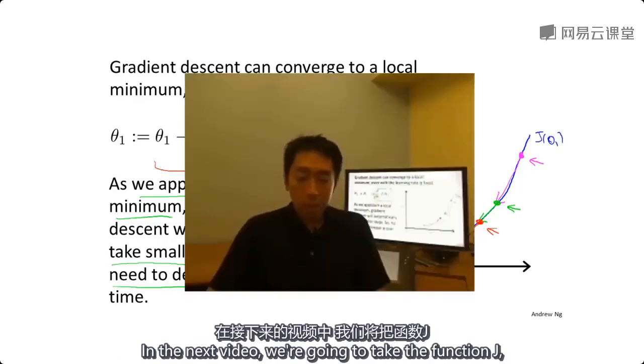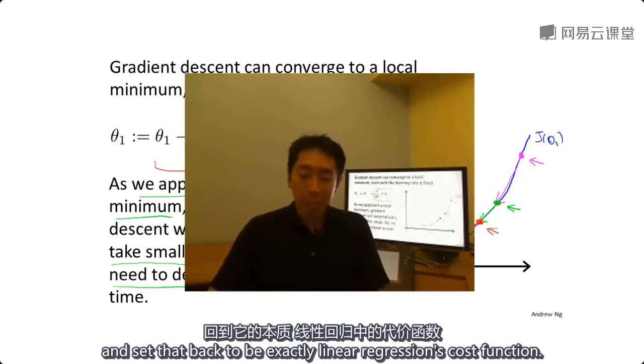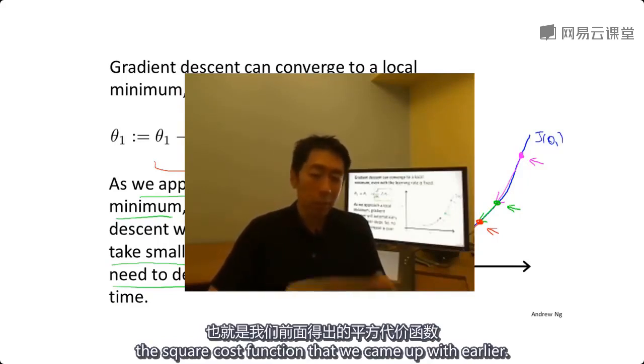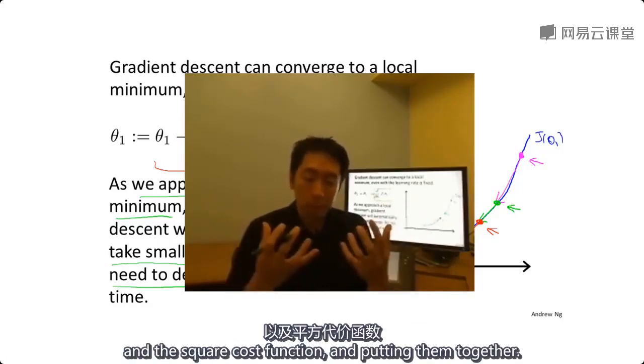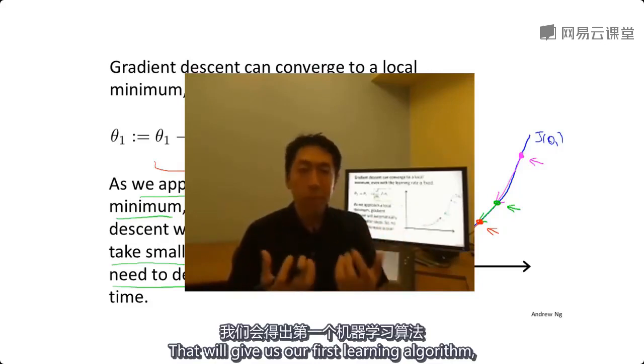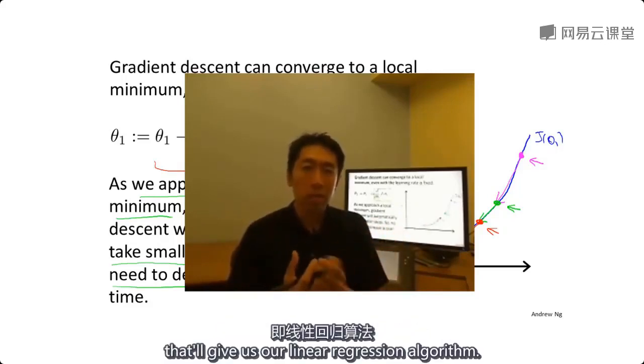In the next video, we're going to take the function J and set that back to be exactly linear regression's cost function, the squared cost function that we came up with earlier. Taking gradient descent and the squared cost function and putting them together will give us our first learning algorithm. That will give us our linear regression algorithm.